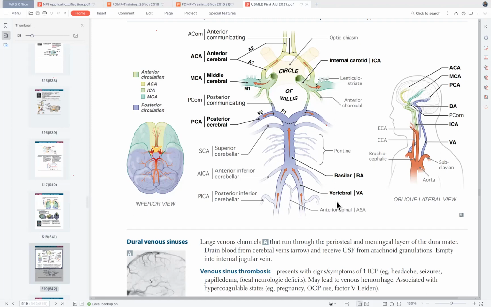Or a subarachnoid? We have to get that clear, because if you miss the word, you are likely to miss the question. Yes. So bridging vein is subdural.